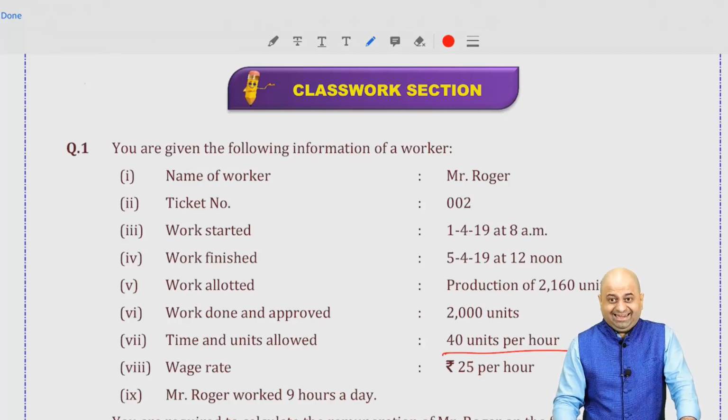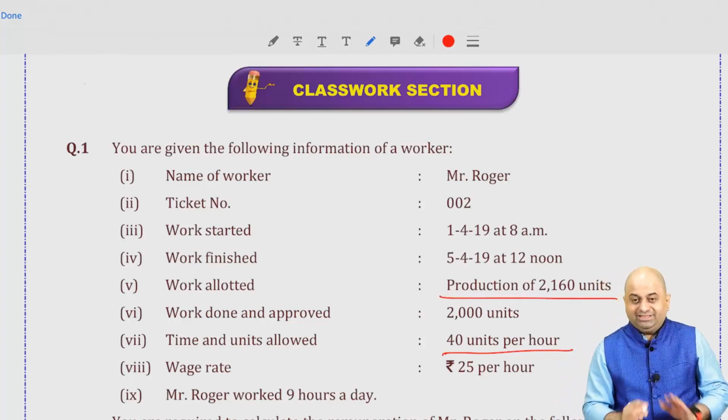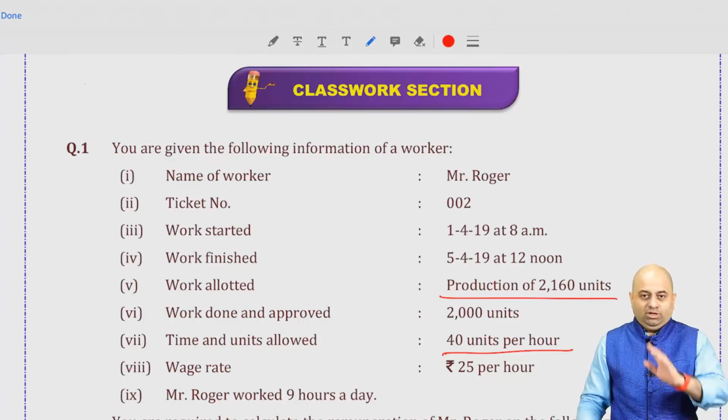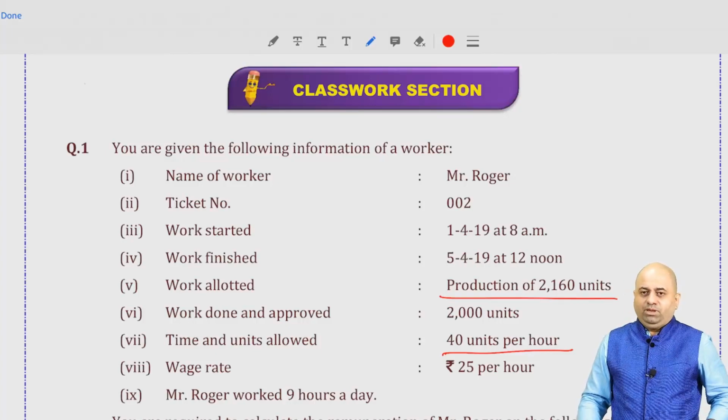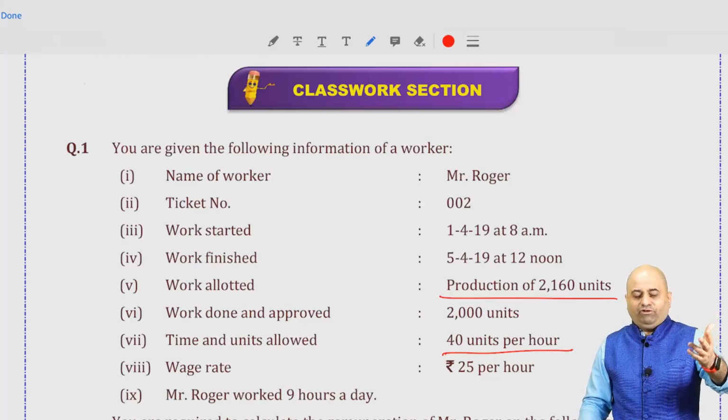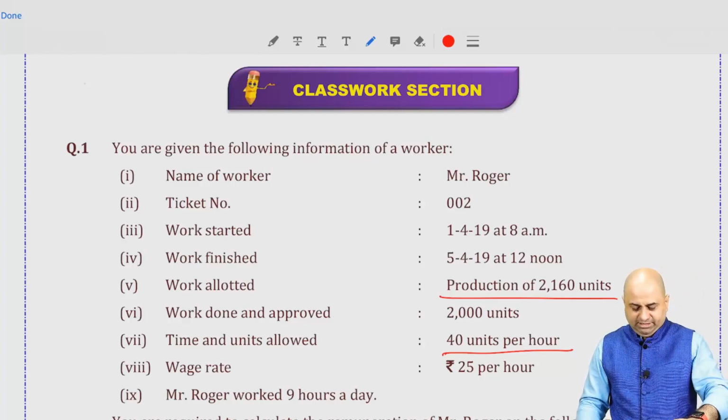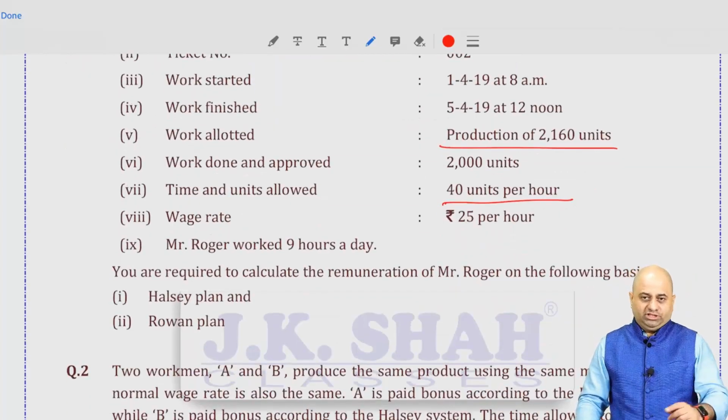The point that I would like to remind you in this problem, we need to ignore the work allotted. This has no meaning throughout the question. But otherwise, it was a very simple problem. We calculated time allowed for actual production, time taken for actual production, and then time saved and HEL 01, etc. That is what we are supposed to do in this problem.